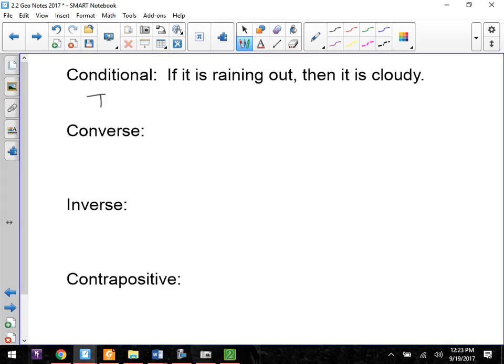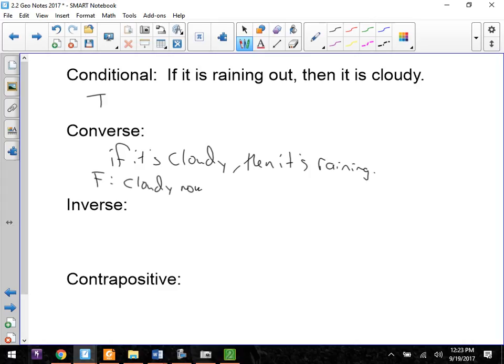Converse. Say it backwards. If it's cloudy, then it's raining. True or false? False. Why? Because it was cloudy yesterday. Right. It's cloudy now. I mean, we can see it's cloudy. I can see clouds, but it's not raining. And that's what you're looking at.